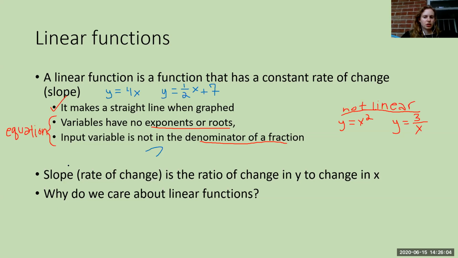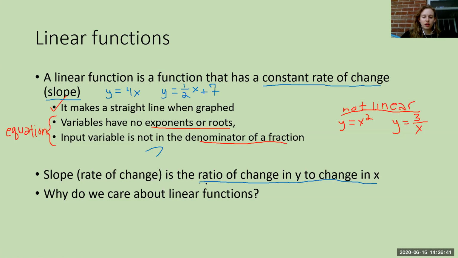Okay, so we mentioned this characteristic of constant rate of change, or slope. This is something you may have worked on before. Slope is a really important concept when we get into functions and graphs and equations. It's something that will come up a lot, so we're going to work on it a bit today. The basic definition of slope, which you can also think of as rate of change, is the ratio of the change in y to the change in x.